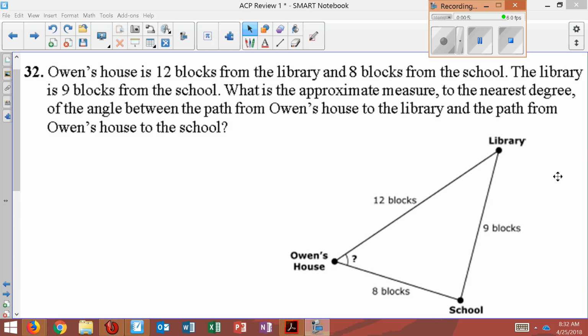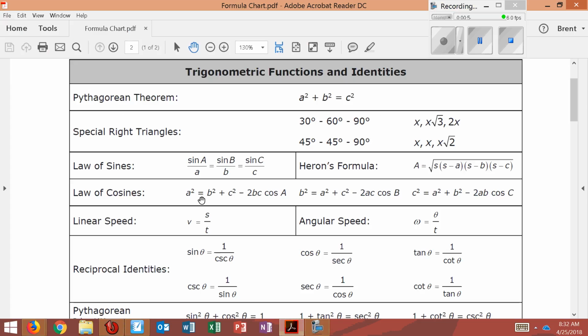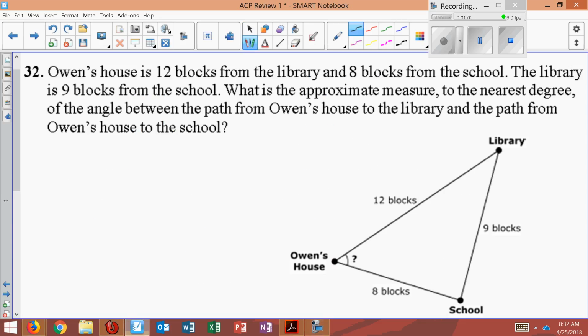So instead, I'm going to use the law of cosines. The law of cosines can find an angle even when you don't have any angles to start with, just by using side lengths. I'm going to copy down this formula, which says a squared equals b squared plus c squared minus 2bc times the cosine of A. And we plug in values. We just got to label this.